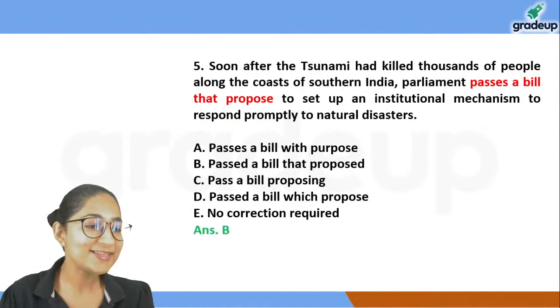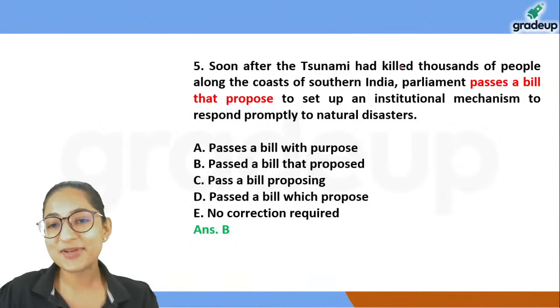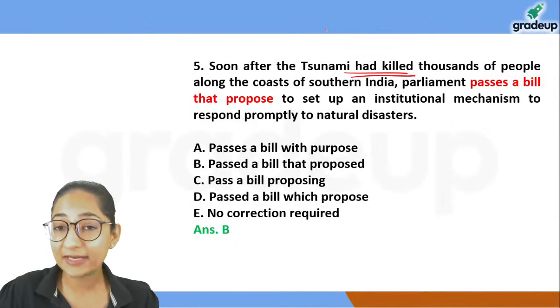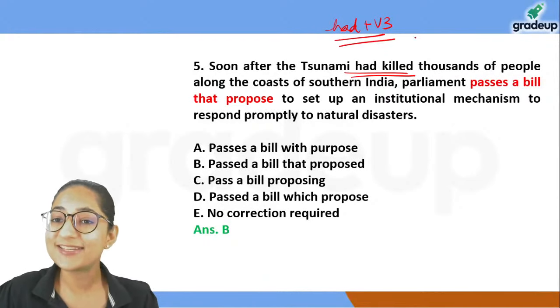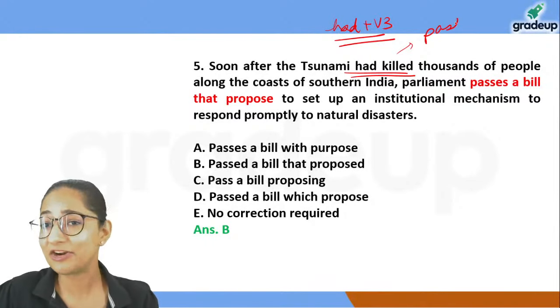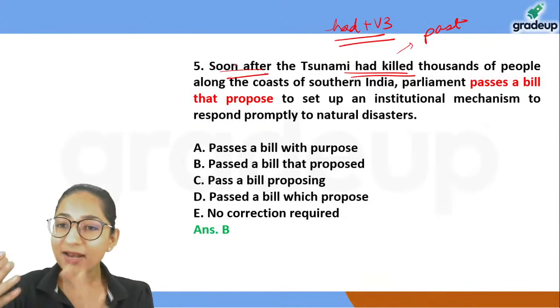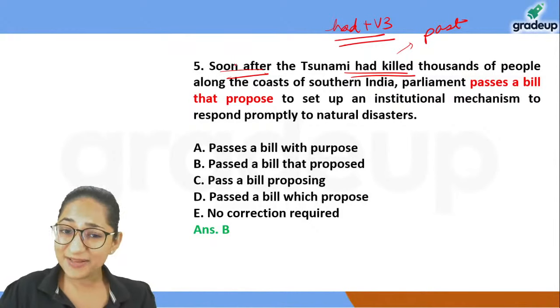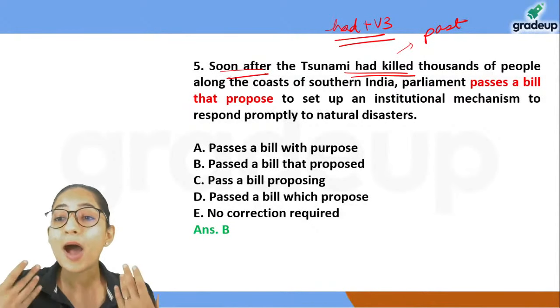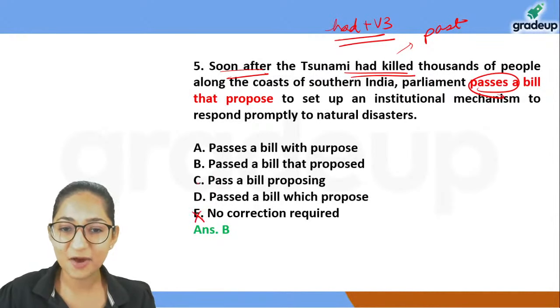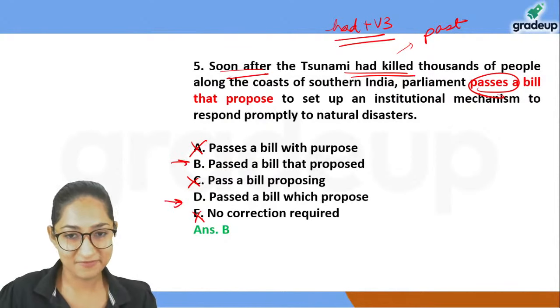Let's check that, guys. So, soon after tsunami had killed, guys, you know it already. Had is an indicator. Had plus third form of verb. This is past perfect. It's a clear indicator of past, right? So, soon after this, Parliament passes a bill. Parliament passed a bill. Past tense we need, hai na? So, this is out, guys. This is out. This is out. And this is out. 2 options we are left with.